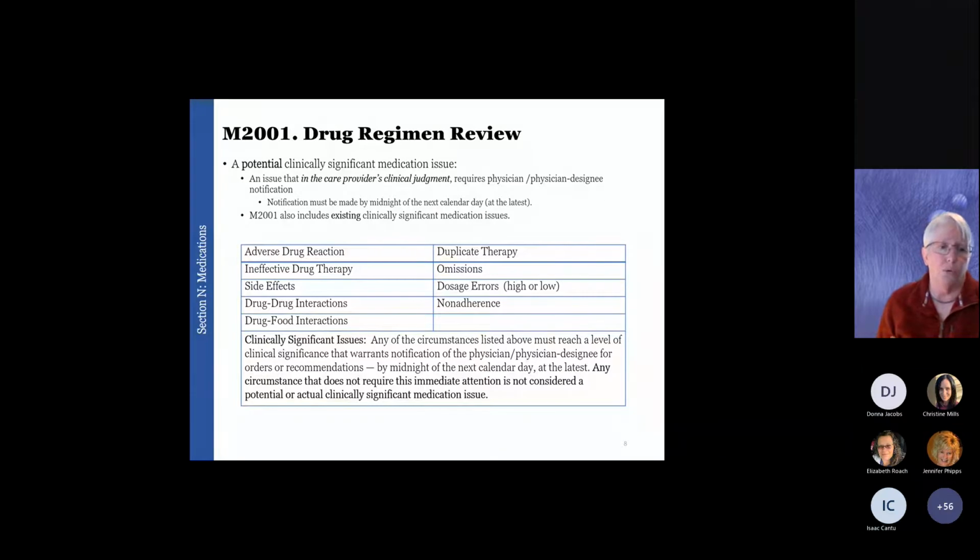So if you find out that kind of history, where the patient has been on this regimen forever and it's not a problem, that's not clinically significant anymore. It's just not a problem. So again, it's really the care provider's clinical judgment whether or not something is clinically significant.